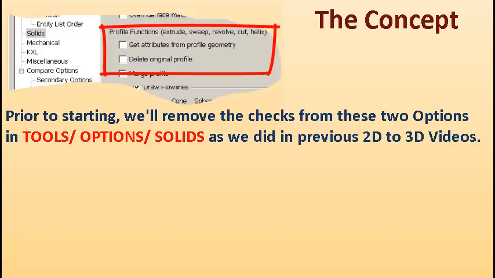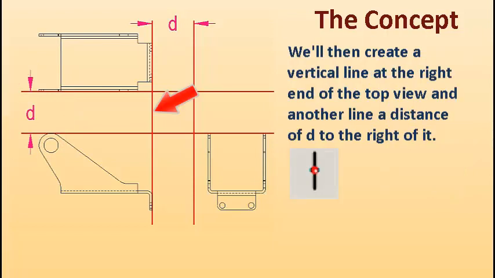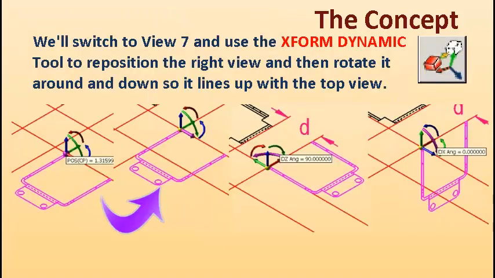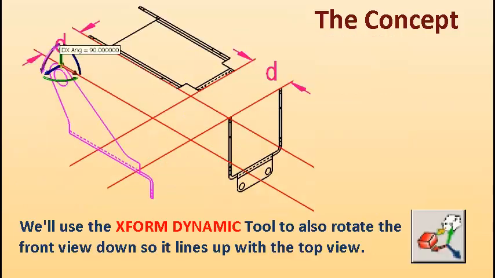Prior to starting, we'll remove the checks from these two options in Tools, Options, Solids, as we did in previous 2D to 3D exercises. Then we'll create horizontal lines to measure the distance between the top and front view edges. We'll then create a vertical line at the right end of the top view and another line a distance of D to the right of it. We'll switch to view 7 and use the X-Form dynamic tool to reposition the right view and rotate it around and down so it lines up with the top view.